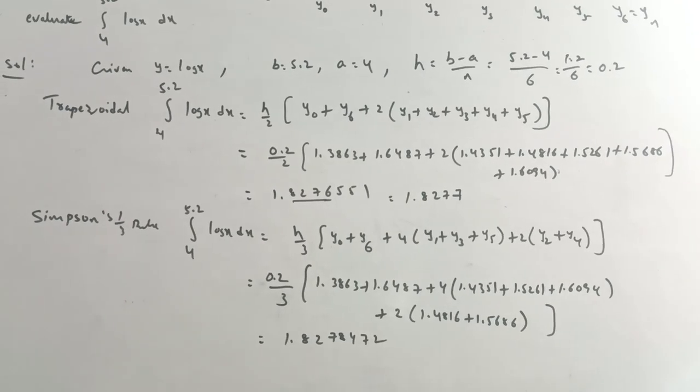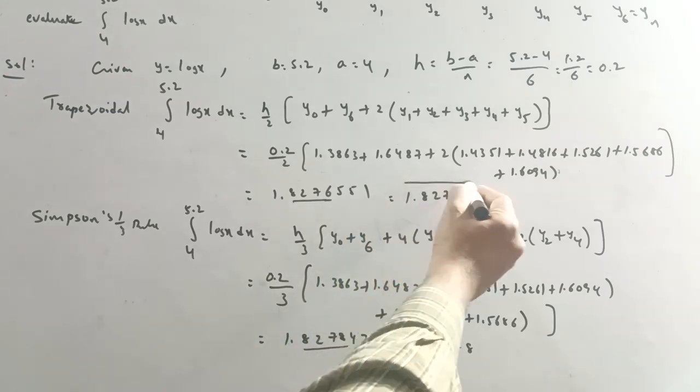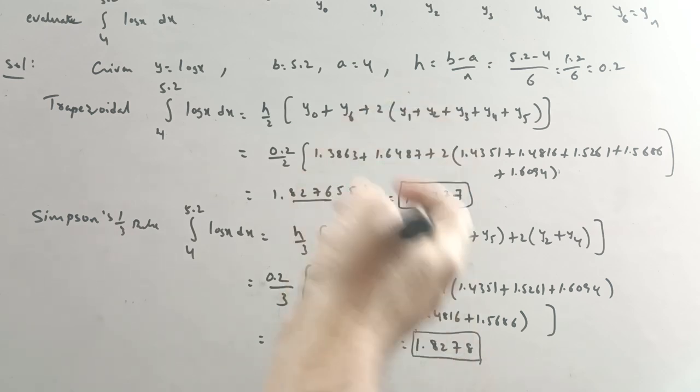If you want to round it to four decimal places, it is 1.8278, because after 8 we have 4. What I told you: if the digit is 5 or more than 5, you have to add 1. Here it is 4, so no need to add. So we got 1.8278 using Simpson's 1/3 rule. When we used the trapezoidal rule, we got 1.8277, and when we used Simpson's 1/3 rule, we got 1.8278. You can see the error also here, right?